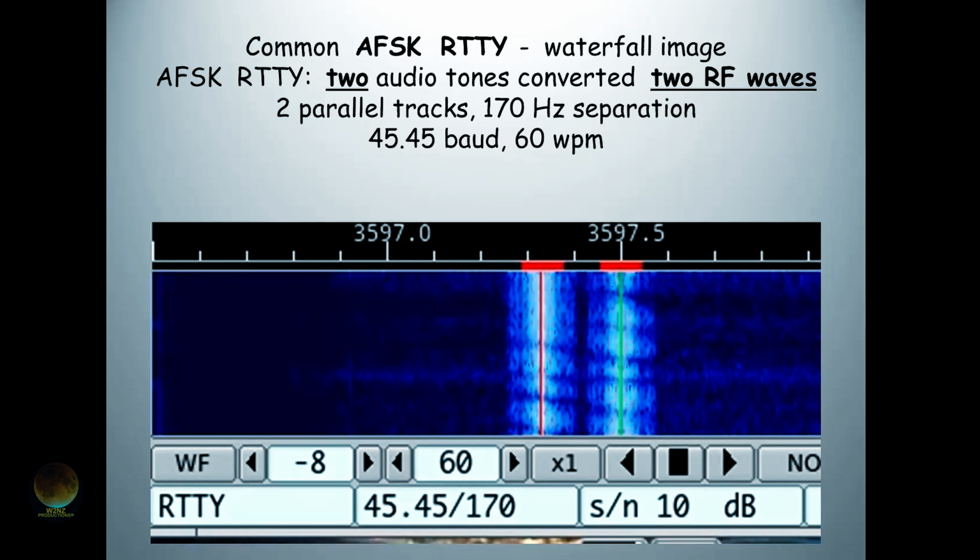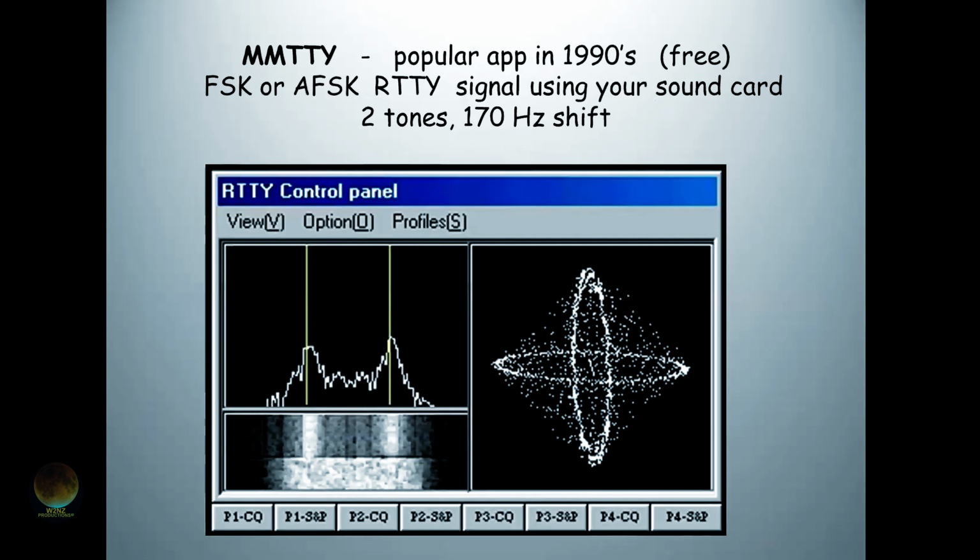If I go back to RTTY, here's RTTY 45 baud, 170 shift. And here it is with a wider shift. It's still RTTY. Now the problem is, if the shift is 850 hertz, it would take up that much spectrum. That's kind of wasteful for sending a RTTY signal. So you don't hear that on the bands anymore.